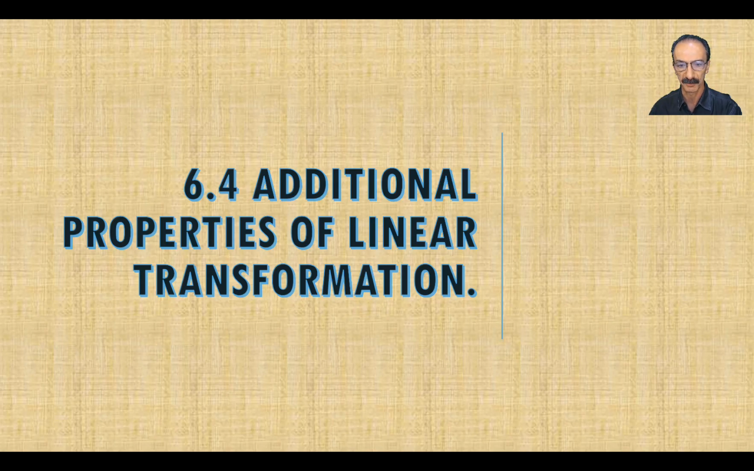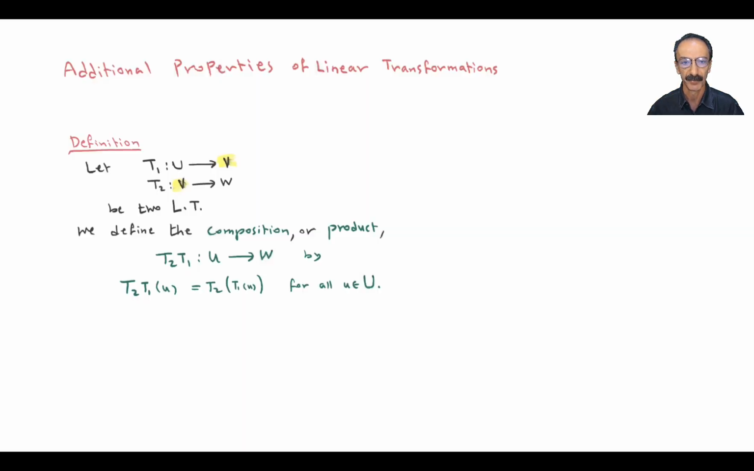Okay, now we have 6.4, additional properties of linear transformations. Let's take a look at the two transformations together and we'll see what we could do. Additional properties. Definition. If T1 goes from U to V, vector spaces, and T2 takes you from V to W. You could see that V is highlighted now. It's almost like you're going from U to V, and the same V, you're continuing to W through two steps. So T2 is my second step.